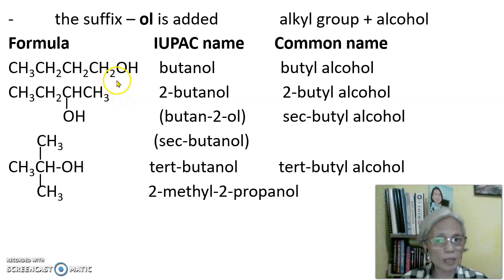Notice that butanol is a primary alcohol because the carbon attached to OH is attached to only one carbon. 2-butanol is a secondary alcohol because the carbon attached to OH is attached to two other carbons. While tert-butanol is a tertiary alcohol because the carbon attached to OH is attached to three other substituents. Okay? So, primary, secondary, tertiary.